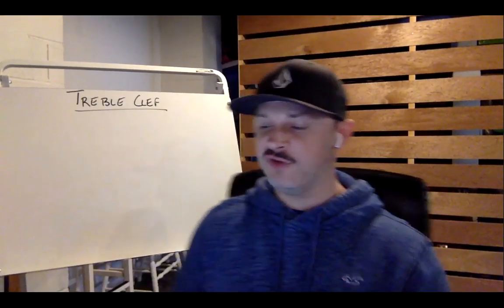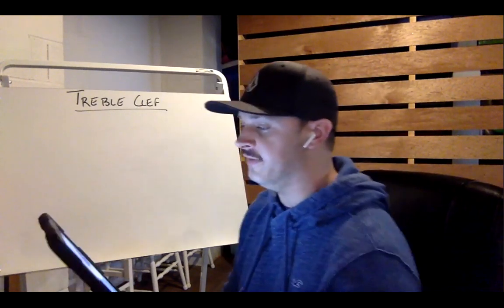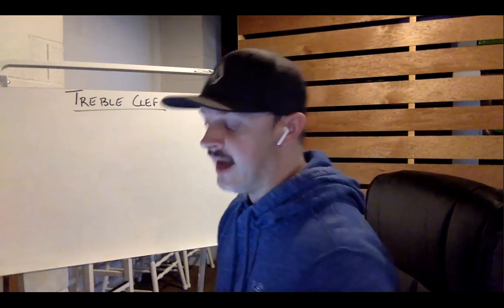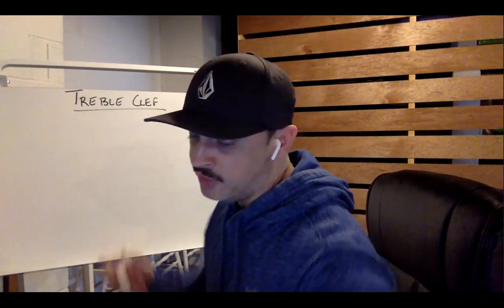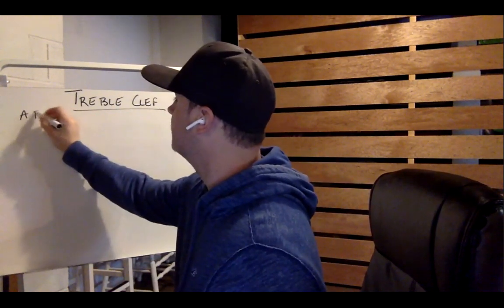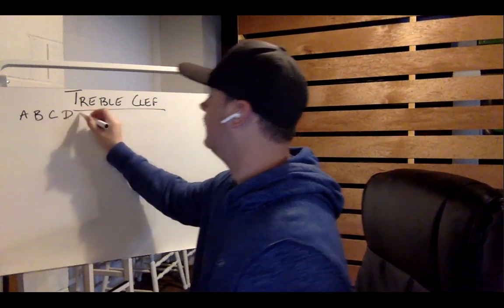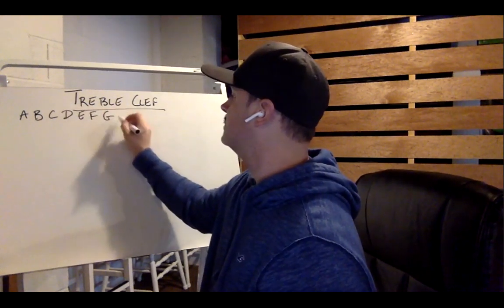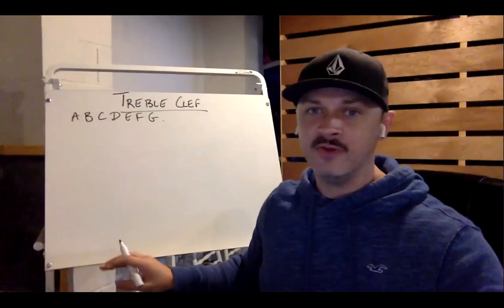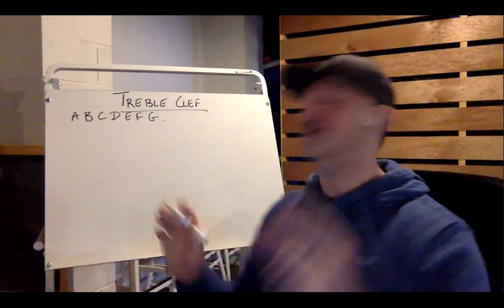Okay. So the treble clef. A clef is a symbol at the beginning of the staff that assigns the letter names to the individual lines and spaces of the staff. The first 7 letters of the alphabet are used on these lines and spaces. So A, B, C, D, E, F, and G. And that's where we stop, okay? All right? There is no H, there is no I, there is no J.